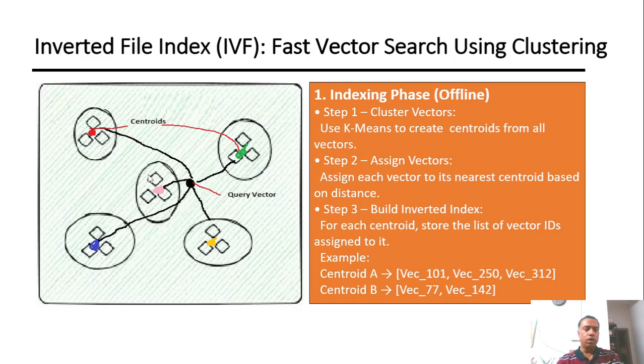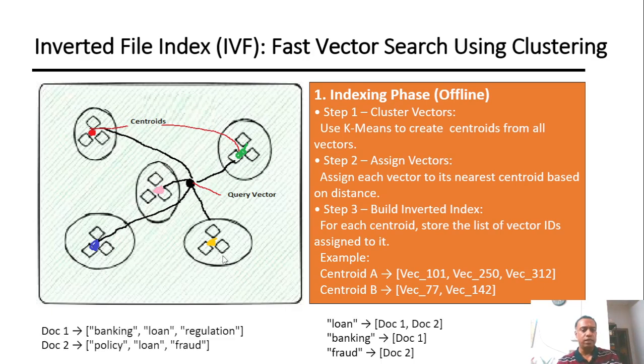Okay, now based on this, you will build an inverted index. For each centroid, it will store a list of vector IDs. So your centroid is what actually holds the index. Why do we call this an inverted index? Let's try and understand that.